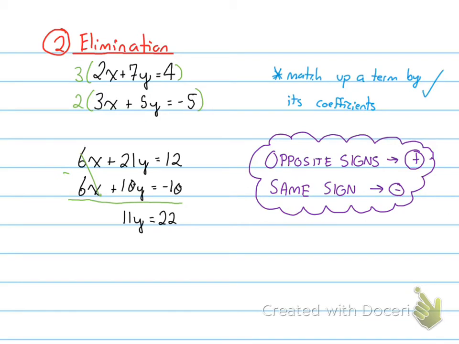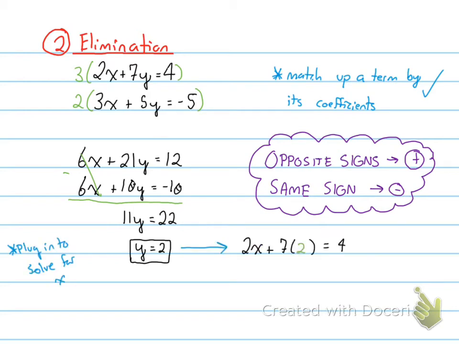I'm going to divide both sides by 11 and I get y equals 2. Now, same as that last problem, I'm going to plug y in and solve for x. It doesn't matter what equation I plug it into. I'm going to plug it into the top equation again. And then when I solve, I get that x equals negative 5. So again, if I wanted to get both of those equations into slope-intercept form and graph them, they would intersect at the point negative 5, 2.